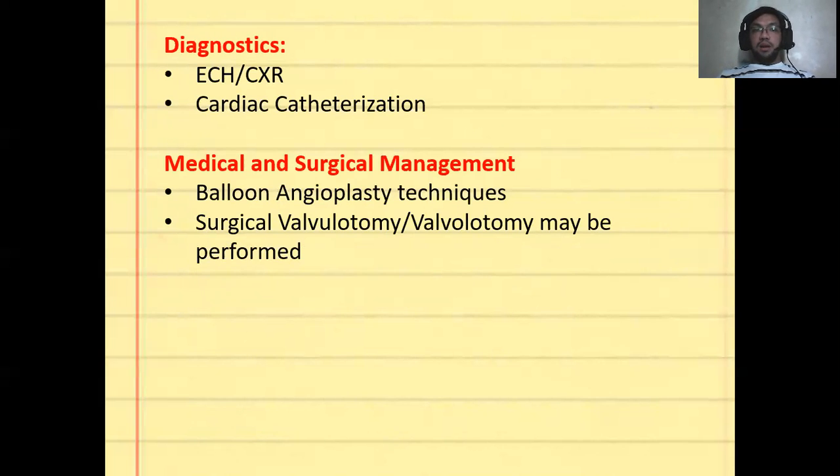Diagnostics, of course, again, ECG together with chest x-ray will be done. Cardiac catheterization will determine the degree of narrowing, and the echo again will be done, not mentioned here. Balloon angioplasty is going to be done in order to open that narrowing. But if balloon angioplasty is unsuccessful, again, balloon angioplasty is done through cardiac catheterization, surgical valvulotomy may be performed. Valvulotomy is creating an opening in that valve.